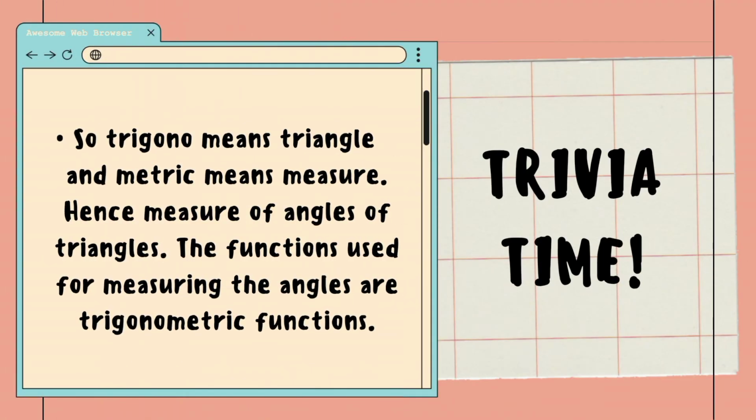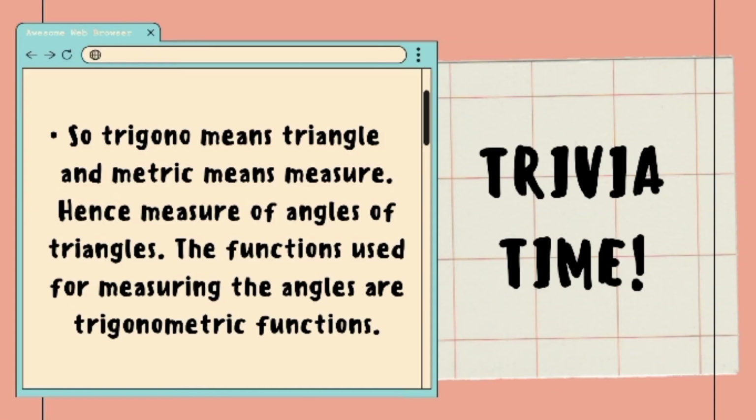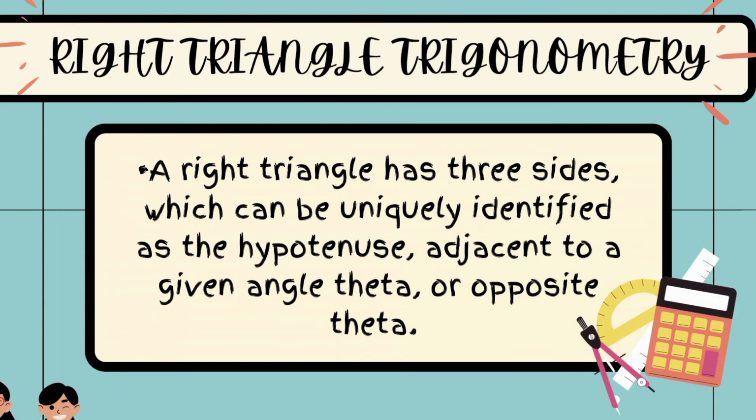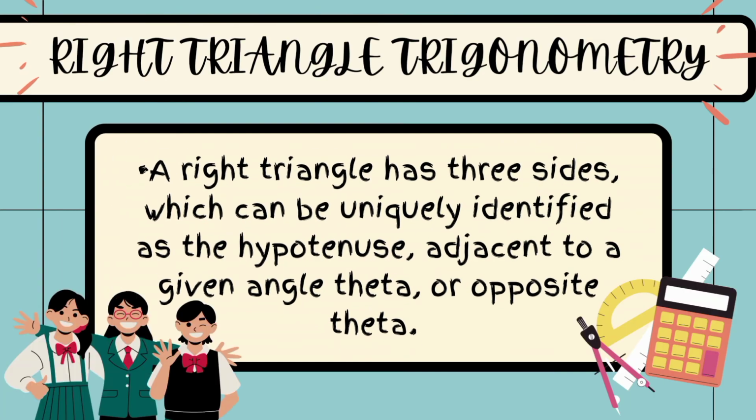It's trivia time! Trigo means triangle and metric means measure. Hence, measure of angles of triangles. The functions used for measuring the angles are trigonometric functions. Then let's proceed to the next topic, the right triangle trigonometry.